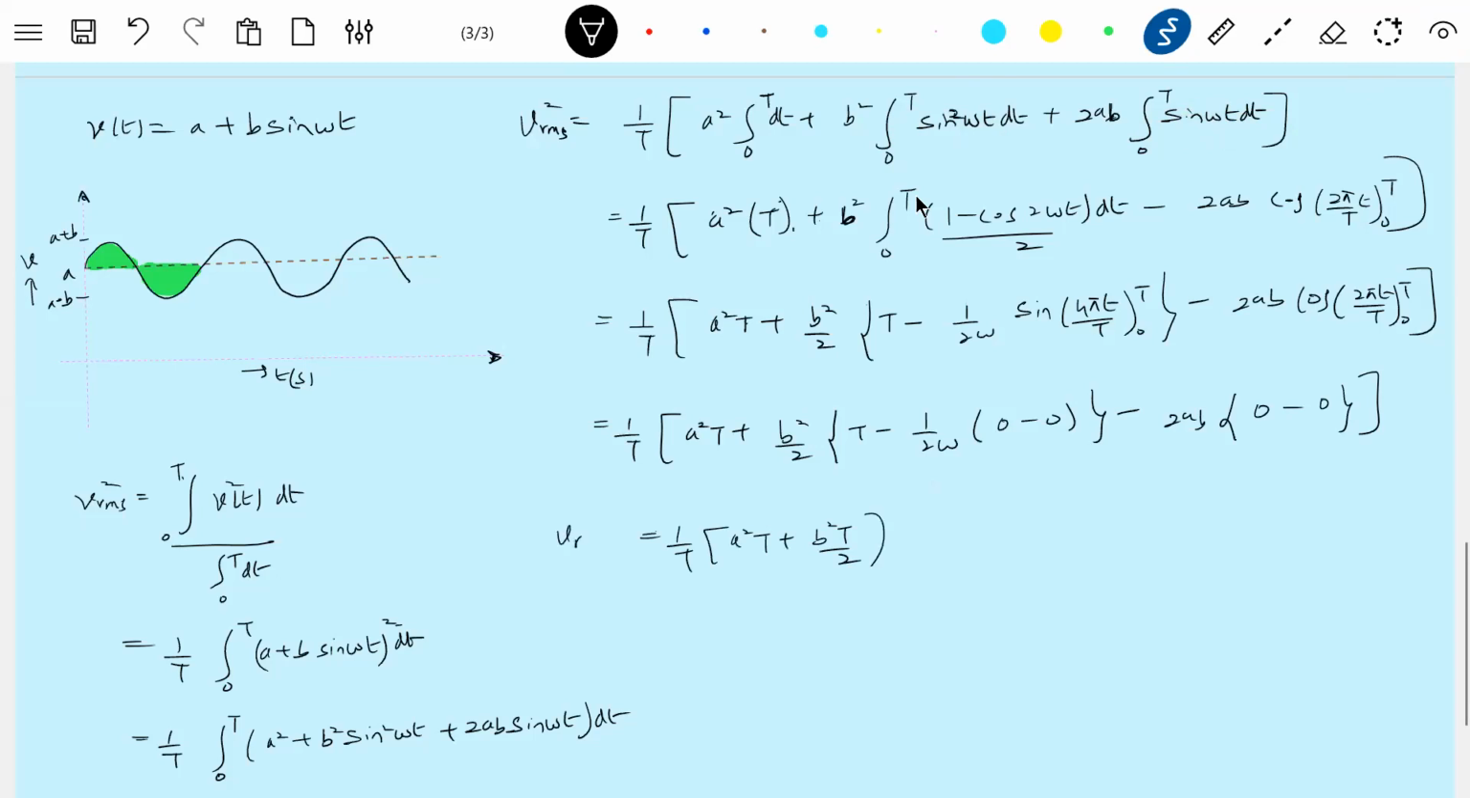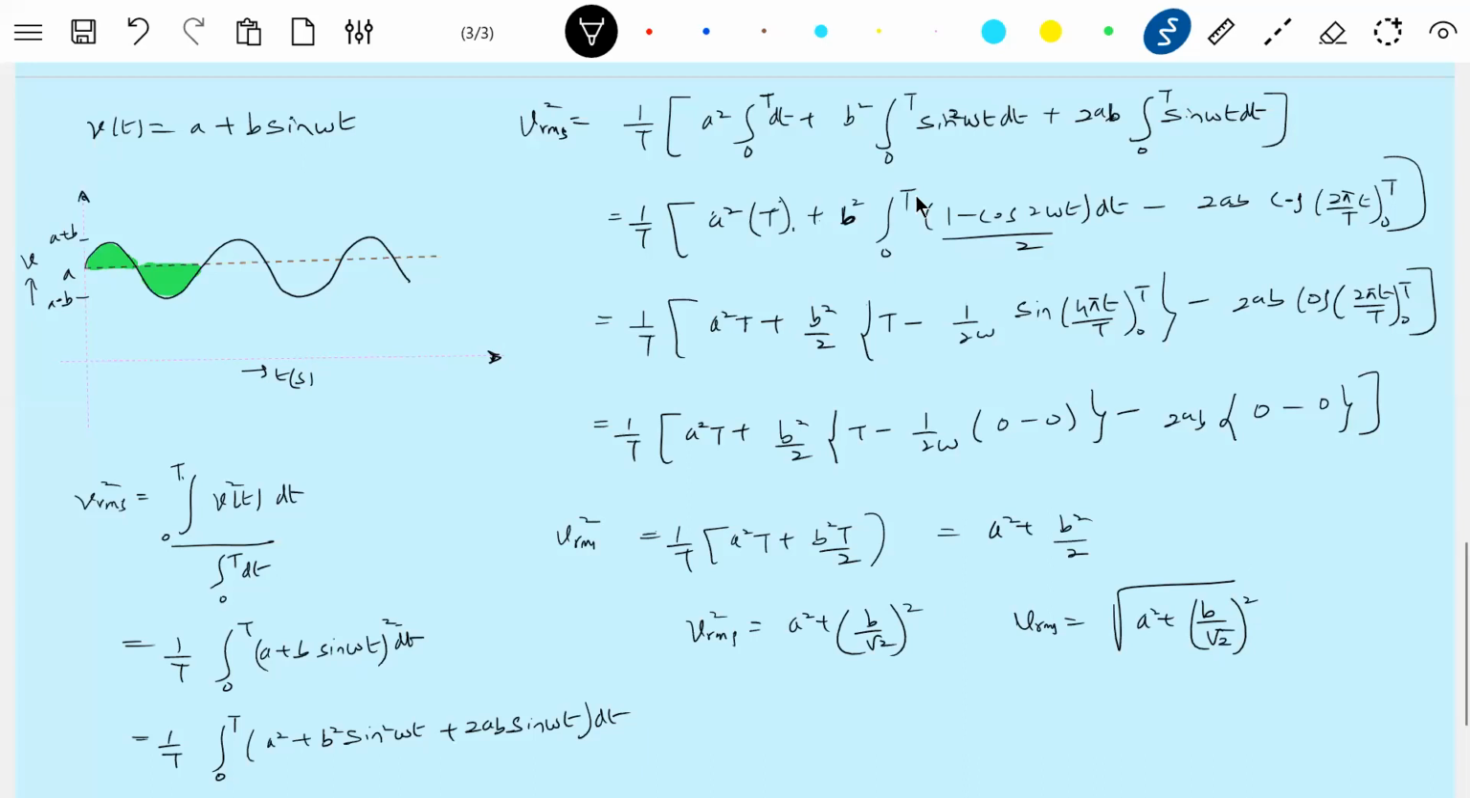Finally I ended up with these values, so the T gets cancelled, so this will become finally a square plus b square by 2. Very very important equation. No problem, we are adjusting it. So now this will become a square plus b by root 2 whole square. What is b by root 2? RMS value. What is a? a is some constant value.